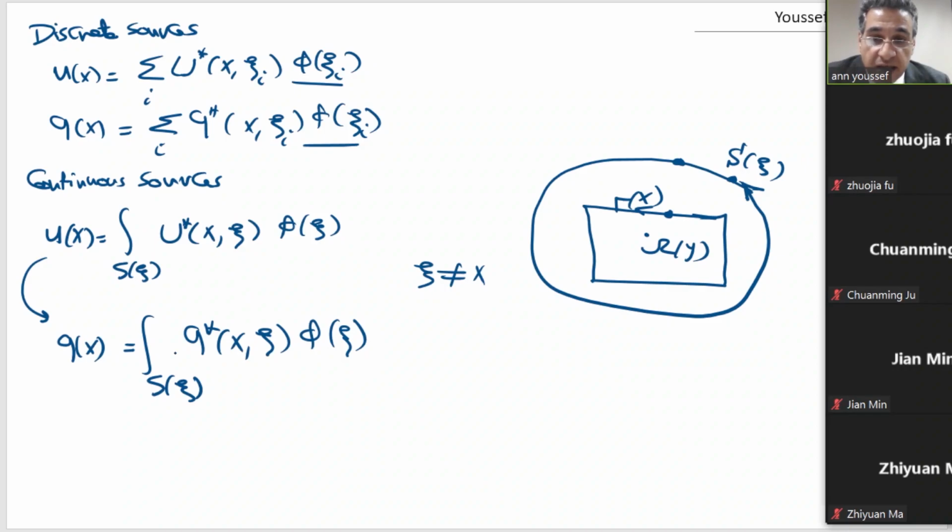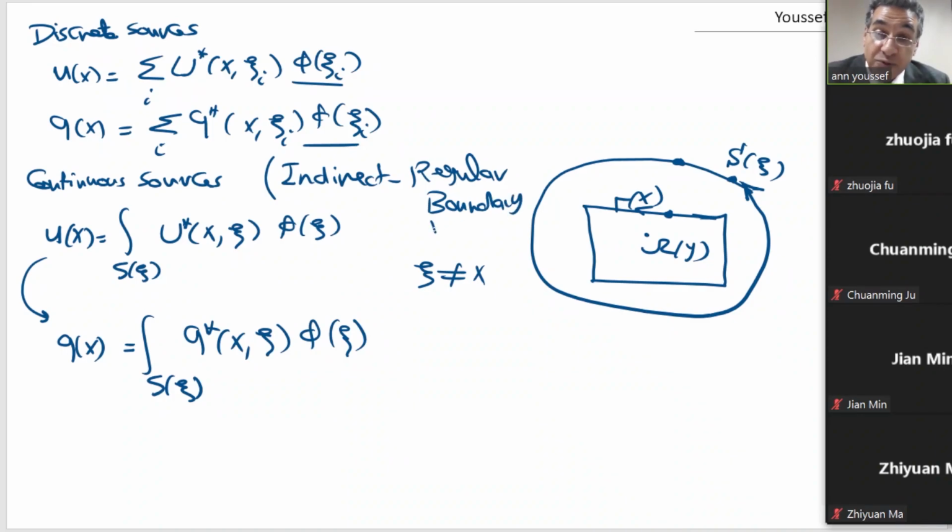This version we call indirect regular boundary element formulation, or, as I like to say, boundary integral equation formulation. Okay?